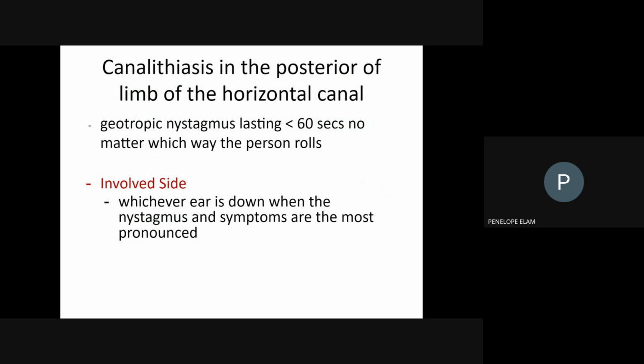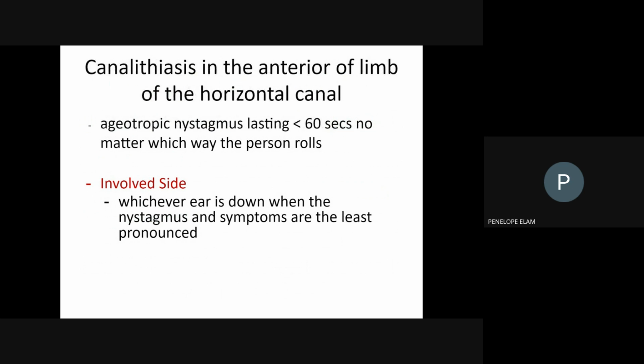If the crystals are in the posterior limb of the horizontal canal, you're going to see a geotropic nystagmus, and it's going to last less than 60 seconds because, once again, it's a canalithiasis, so it has to be less than 60 seconds. So no matter which way you roll them, you're going to see geotropic nystagmus for less than 60 seconds. And the side that the ear is down when the symptoms are produced is going to be the ear that's involved.